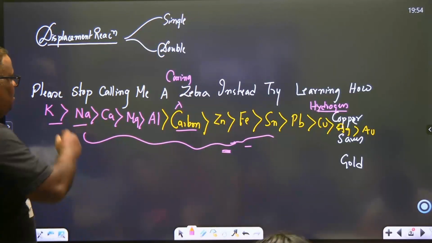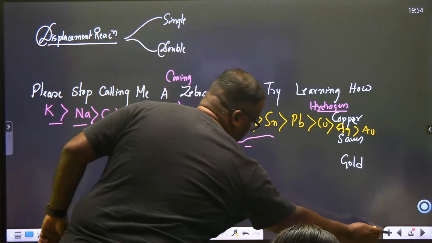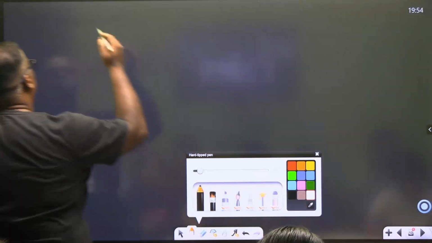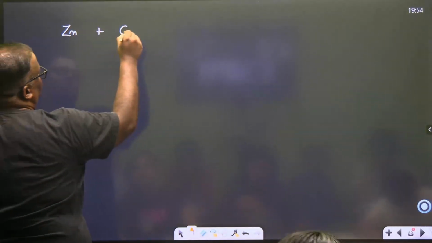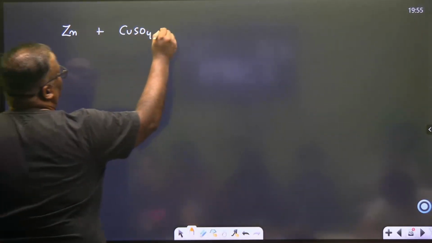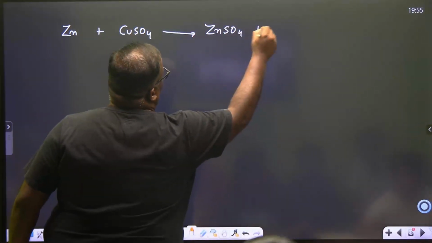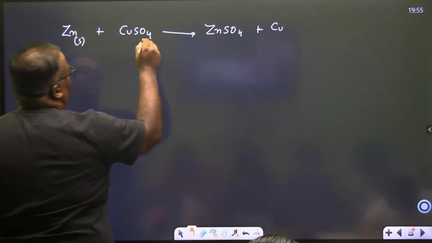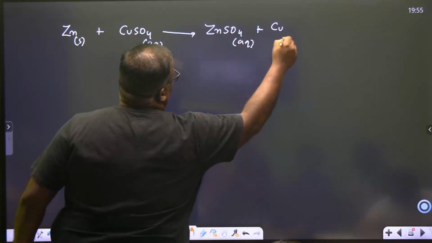Remember this. Potassium, sodium. So based on this, we will now study what is single displacement and double displacement. I'll go a little bit deeper than your book. So let's take a common example, which is zinc reacts with copper sulfate to produce zinc sulfate and releases copper. Now this is solid, this is aqueous, this is aqueous, this is solid.